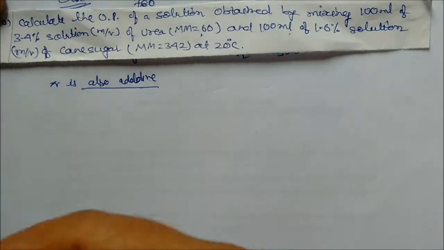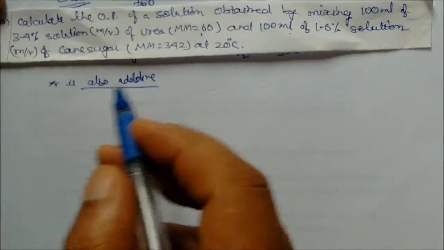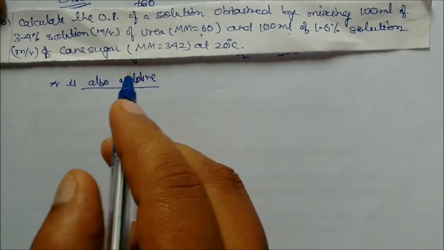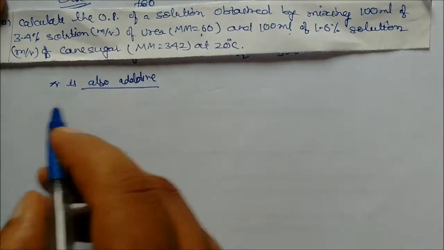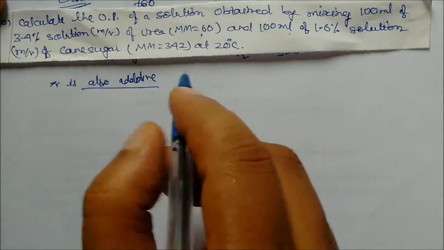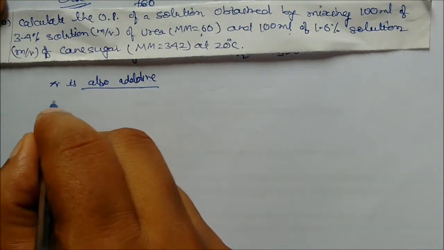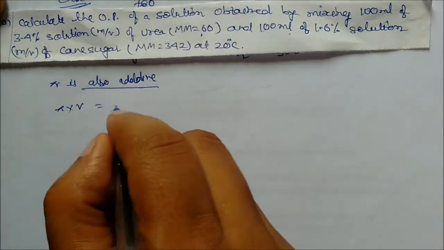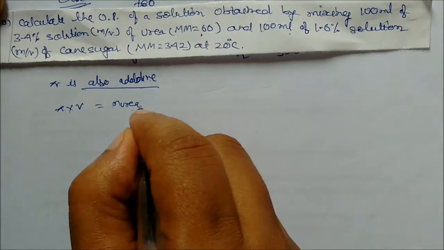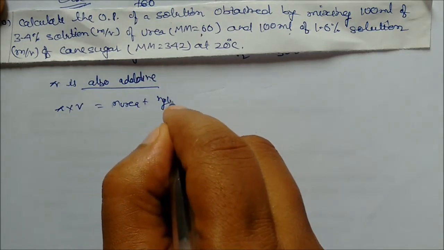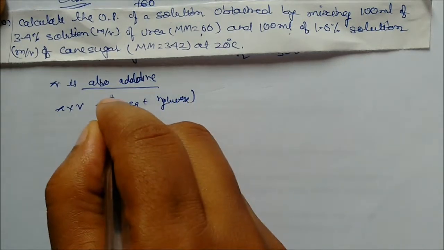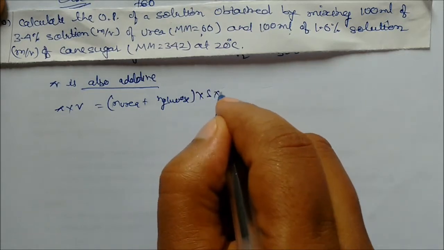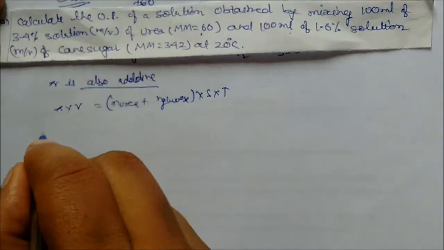Boiling point, everything is additive. For any non-volatile solute, in freezing point, boiling point, and osmotic pressure, everything is additive. So it can increase, decrease, anything can happen in the solution. So we can write pi V equals moles of urea plus moles of glucose, multiplied by S multiplied by T. Very simple. Now we can solve it.